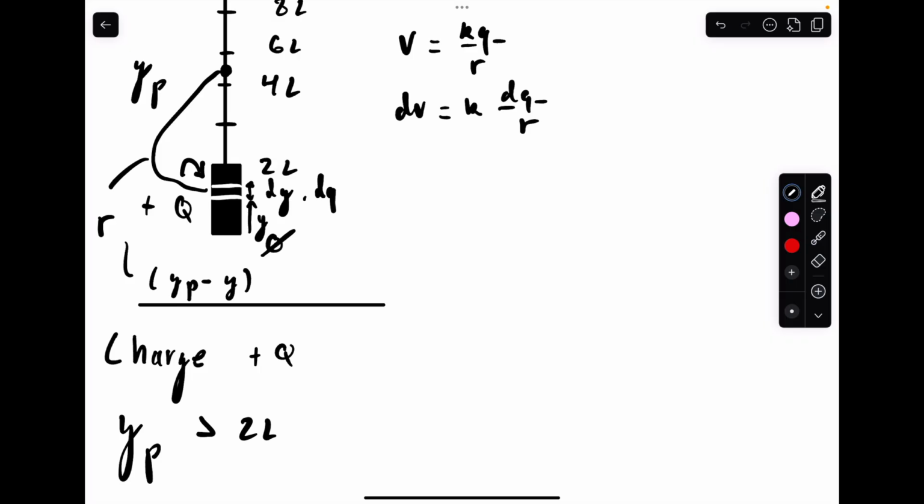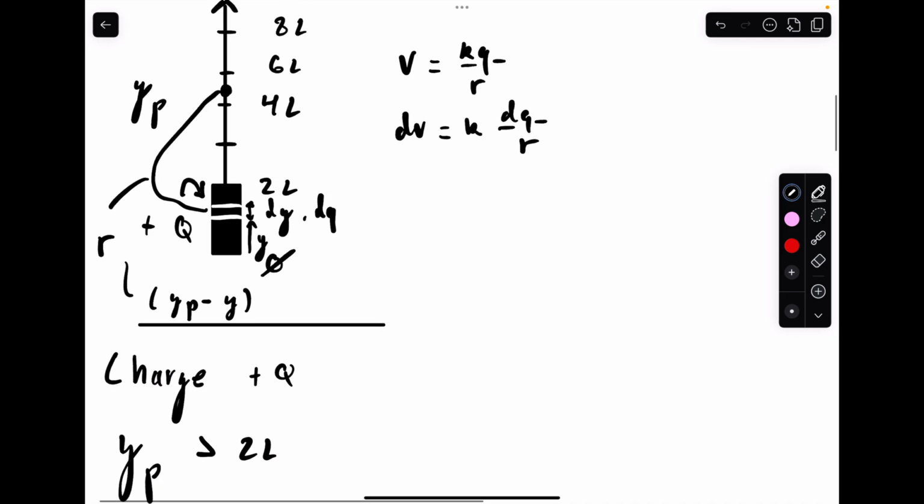y will vary from 0 to 2L. It's sometimes difficult to understand the path of the integral, from the lower bound to the upper bound. That's how the variable will literally vary. So that's our r, and we'll keep that in the back of our head for when we sub in later. Now I'm going to sum up all of those little dV's for all these little dq's.